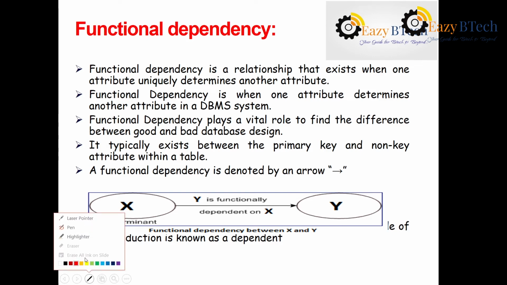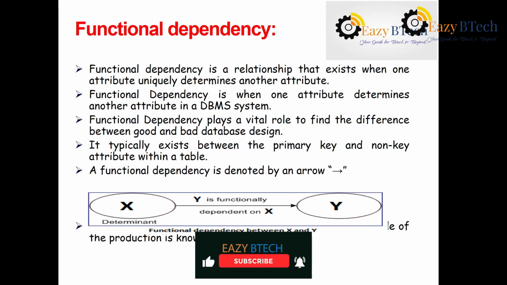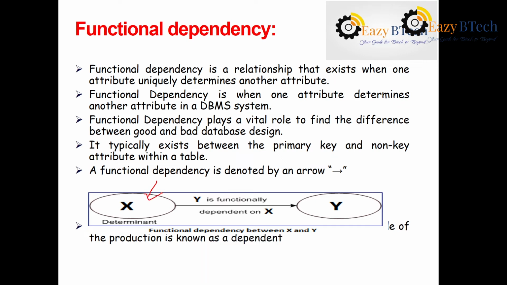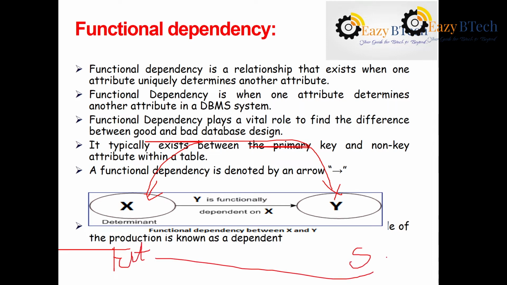Suppose your college is organizing some tour, whatever it may be. Once your father gives approval, then only you will go on the tour. Otherwise, you will not go. Why? Because you are functionally dependent upon your father. A particular attribute determines the other attribute, then that is called functional dependency.